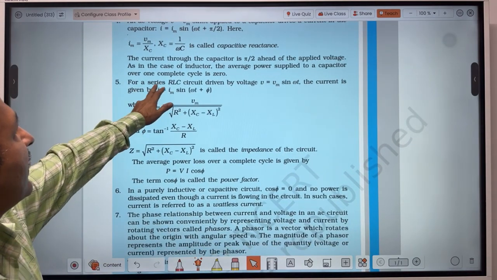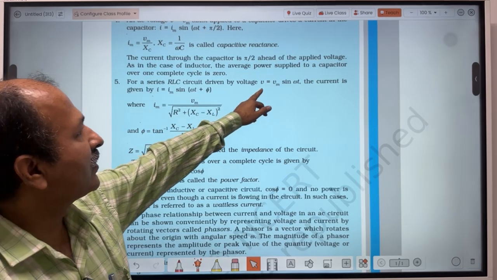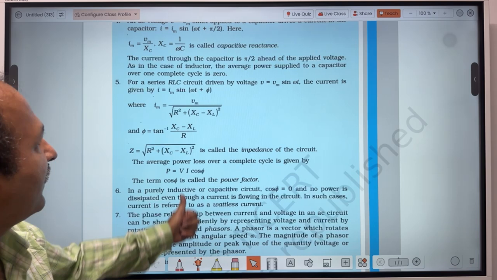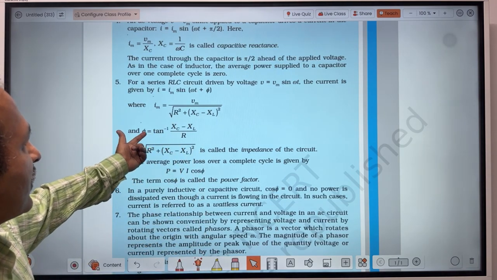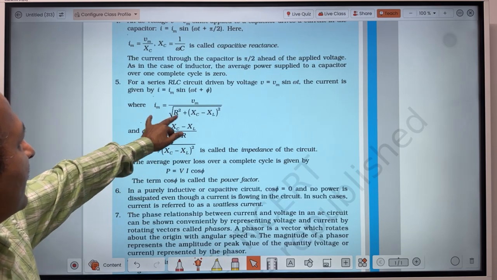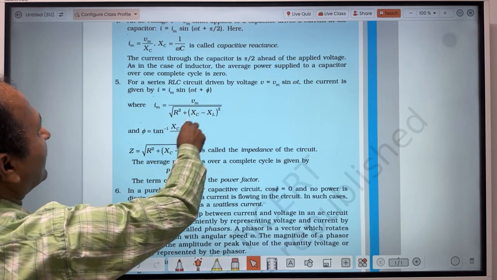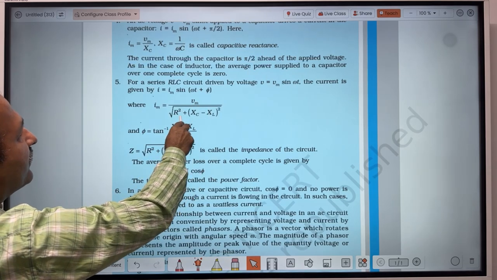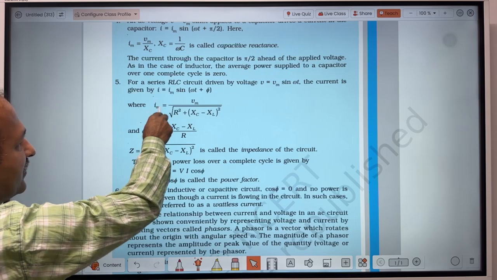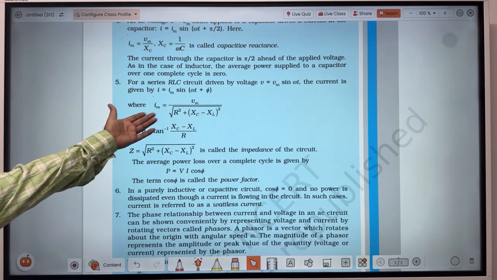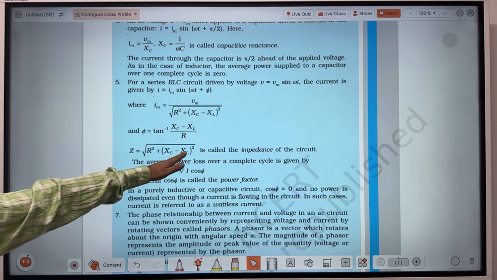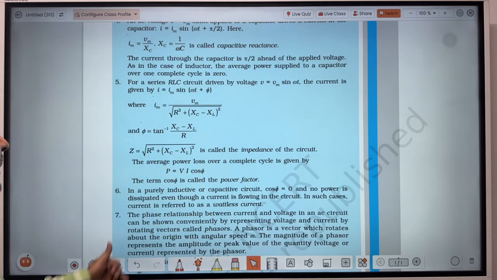Then comes a series RLC circuit driven by voltage V equal to Vm sin omega t, the current is given by I equal to Im sin omega t plus phi, where phi is to be determined. Phi can be found by using the formula tan phi equal to Xc minus XL divided by R. Now here Im will be Vm, the applied voltage, divided by the square root of R square plus Xc minus XL whole square. This Vm is the maximum value, and this is the maximum current, right? IRMS and VRMS can be found accordingly, and Z equal to the square root of R square plus Xc minus XL whole square. This is called the impedance of the circuit.